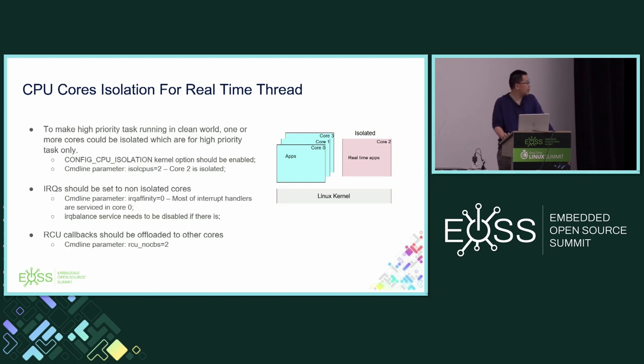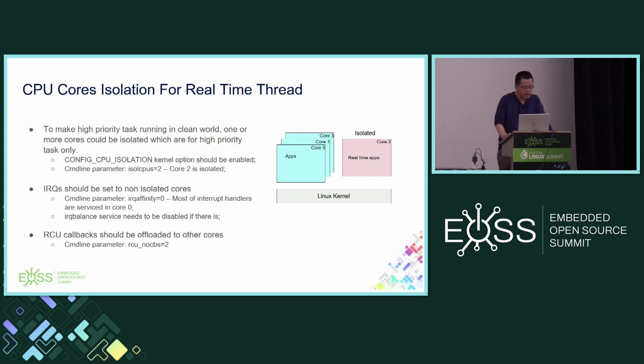CPU isolation needs kernel options on the command line. The kernel option configures CPU isolation. It needs a command line parameter as well. The related command line parameter is isolcpus, isolcpus equal a CPU list. In my case, I set it to 2, that is, core 2 is isolated.